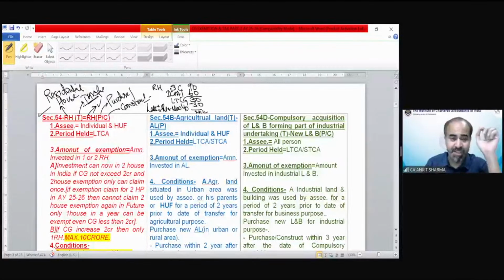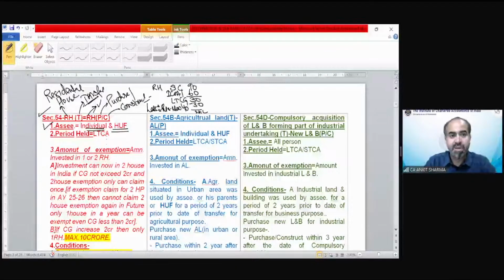But this is not that simple. We have multiple conditions and restrictions under section 54. Let's read those one by one. Let's understand them. First one. This exemption is only for individual and HUF. Let me tell you, whenever there is an exemption scheme and there is a residential house benefit, the assessee would always be only individual and HUF. So a partnership firm, a company, etc., they cannot claim exemption under section 54. Only individual and HUF can claim this exemption.